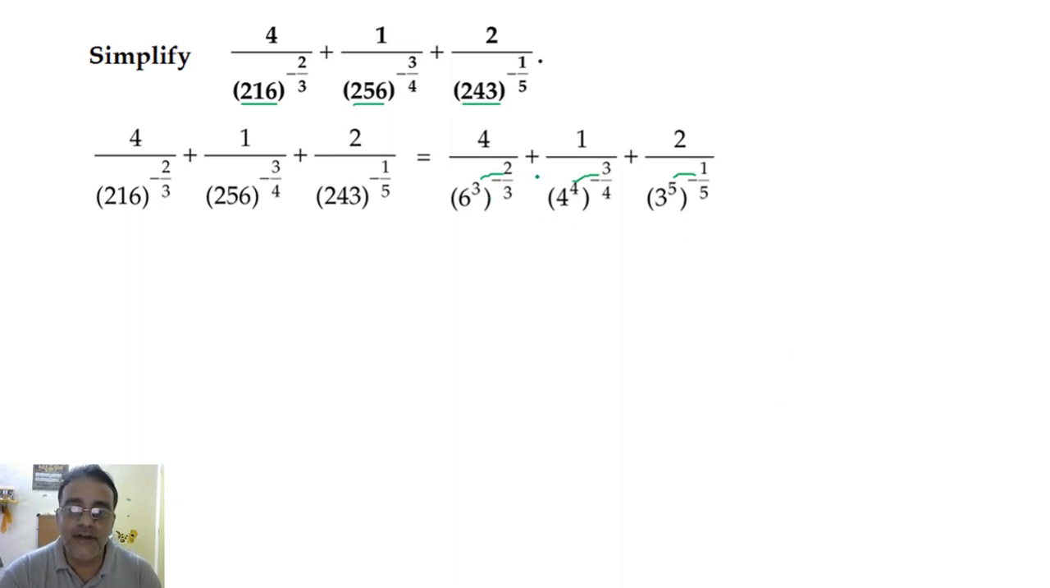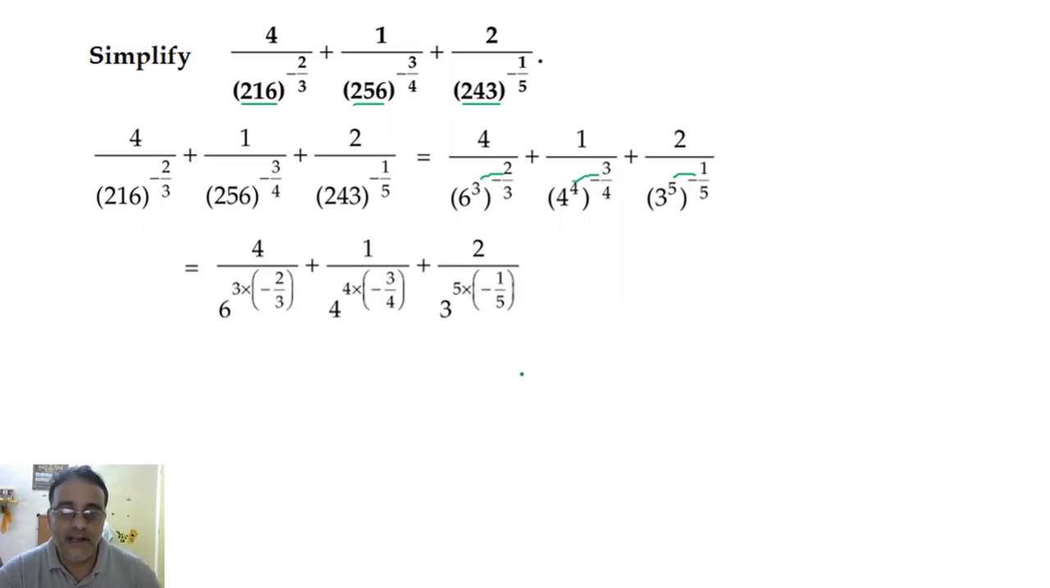So we are going to do the product of these two powers. Which property have we used? This one. Now see, when we multiply, this 3 will be cancelled, this 4 will be cancelled, and this 5 will be cancelled. So what is left over here? 6 to the power minus 2, here 4 to the power minus 3, here 3 to the power minus 1.